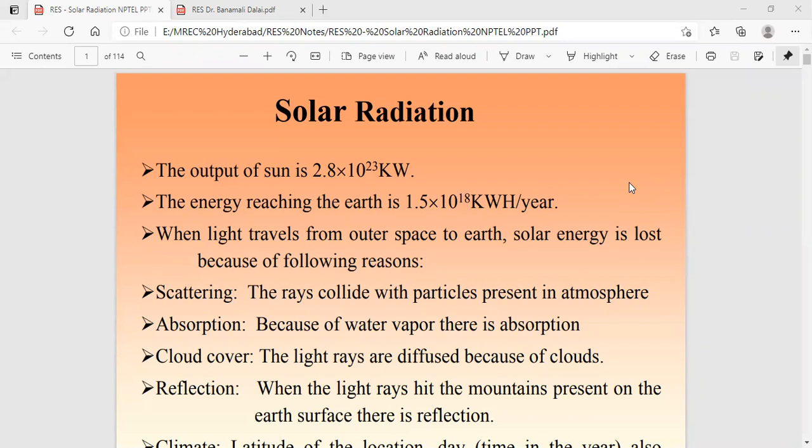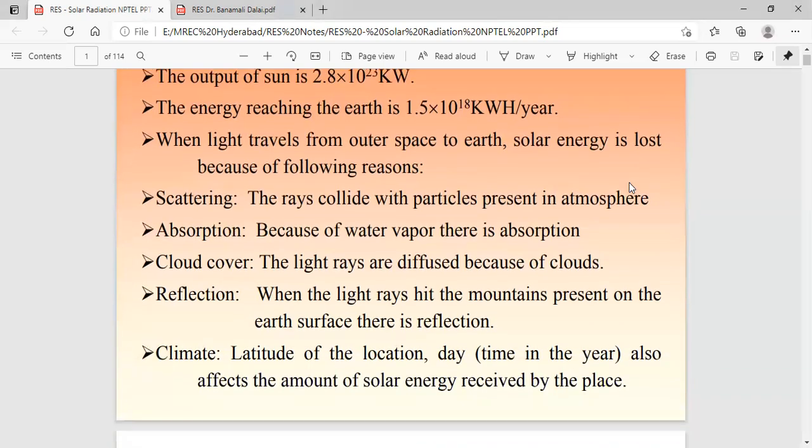First one is scattering. The rays collide with particles present in the atmosphere. Absorption: because of water vapor, some amount of the solar radiation will be absorbed. Cloud cover: the light rays are diffused because of clouds. Reflections: when the light rays hit the mountains present on the earth's surface, there is a reflection.